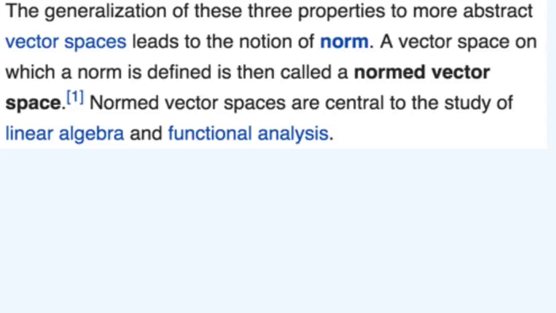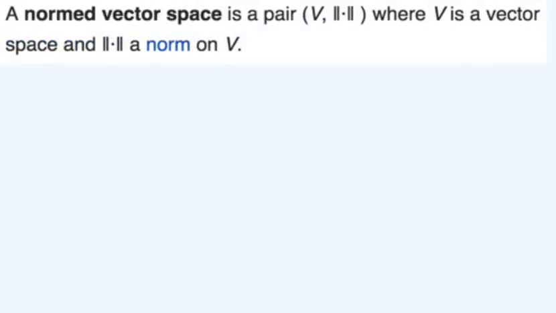So normed vector spaces are central to the study of linear algebra and functional analysis. And to represent a normed vector space mathematically, we write it as a pair of V and the norm, where V is the vector space, and this symbol here with the dot representing anything and the 2 bars on either side representing the norm. So a normed vector space is represented as a pair of the vector space and the norm.